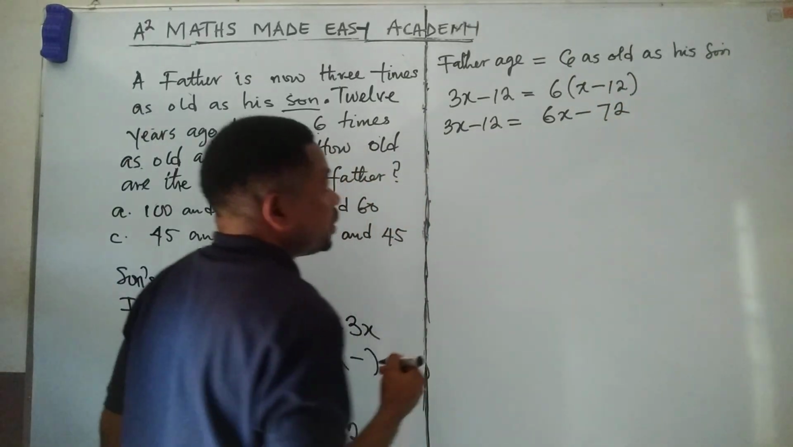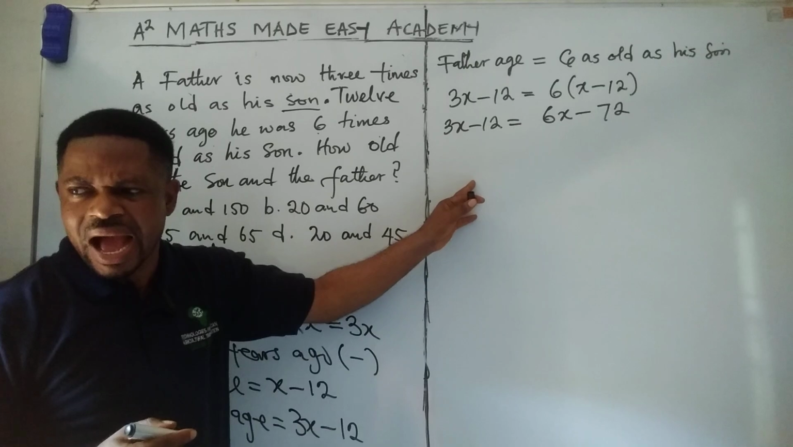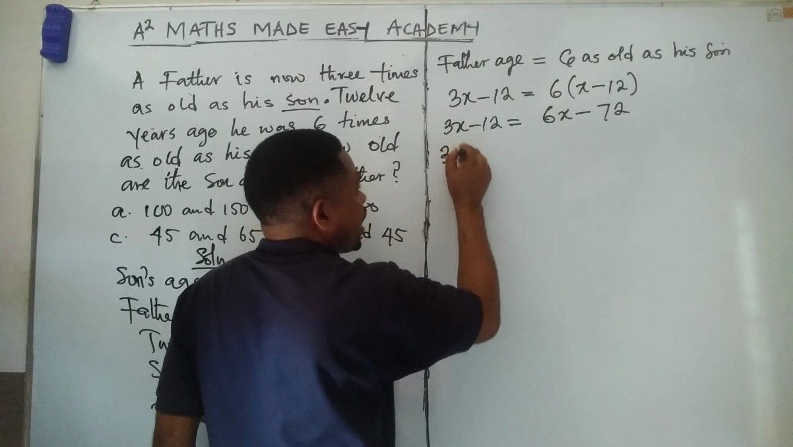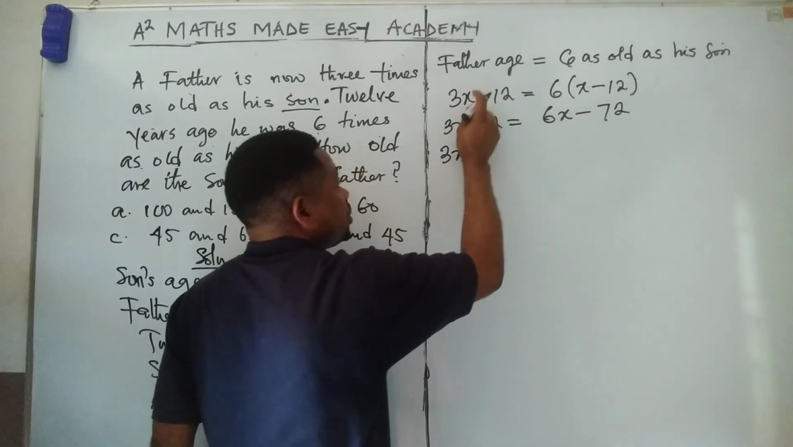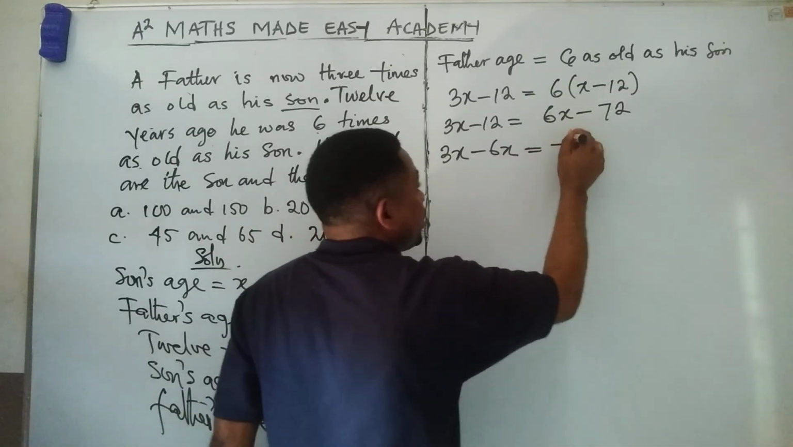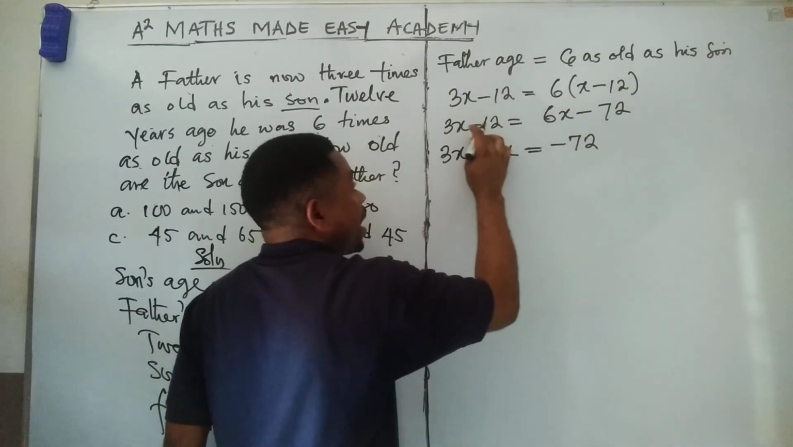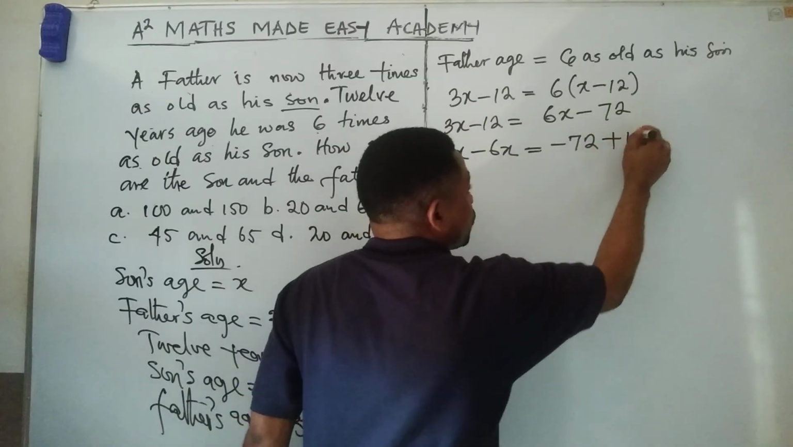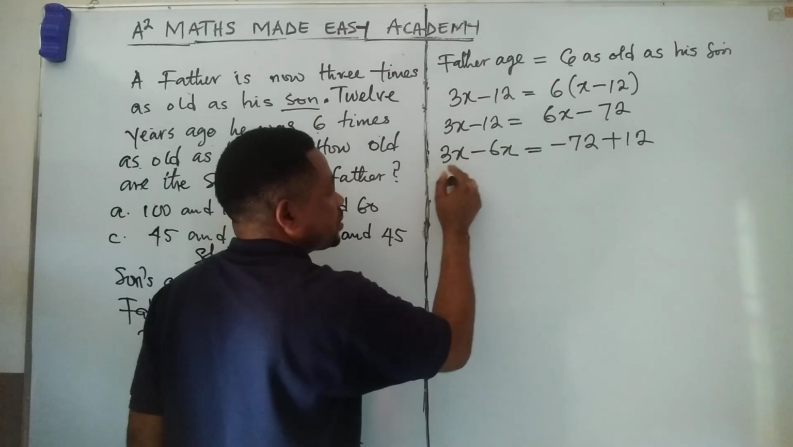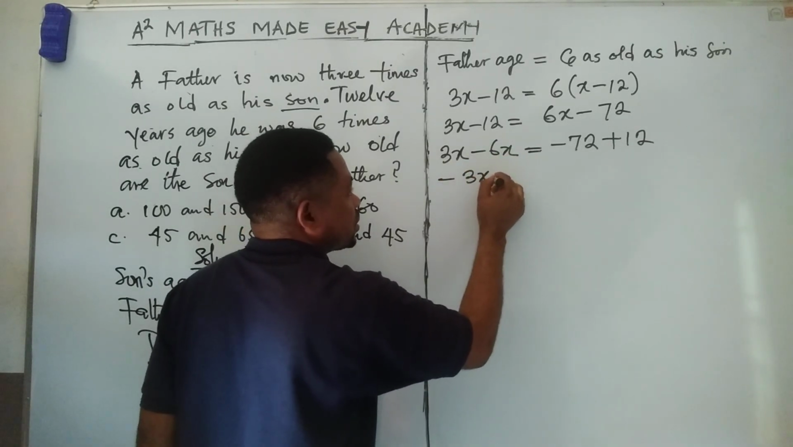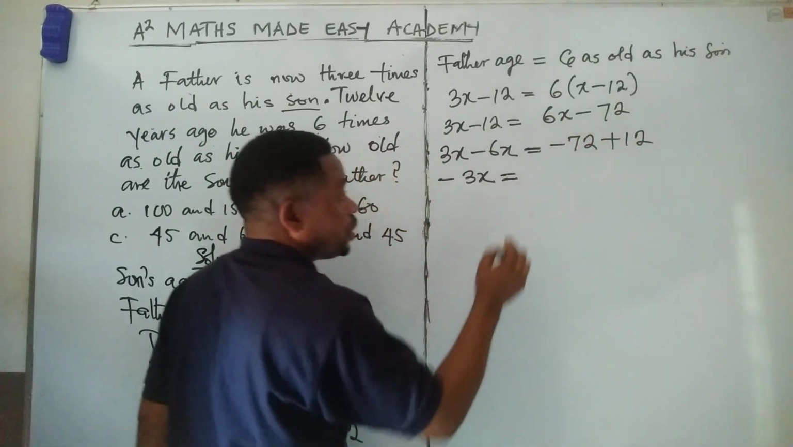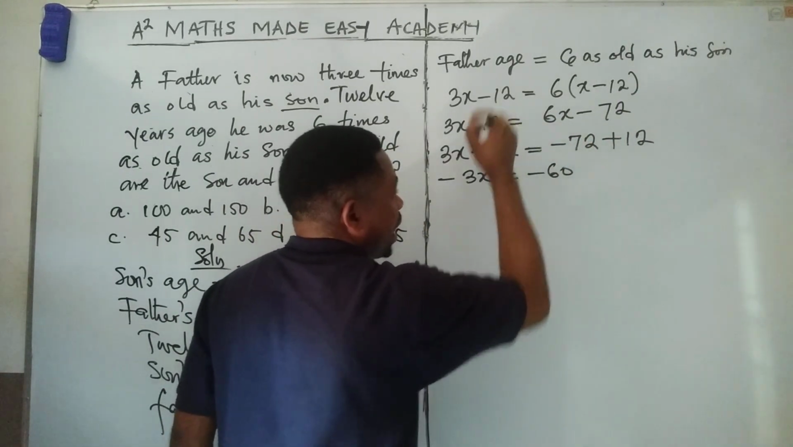Are you with me now? Now the next thing is collection of like terms. I will now have 3X. Take 6X this way, it becomes minus 6X, then equal to minus 72. Now take minus 12 this way, it becomes plus 12. Finally, how do we resolve it now? 3X minus 6X will give us minus 3X, then equal to minus 72 plus 12, which will give us minus 60. Are you with me now?